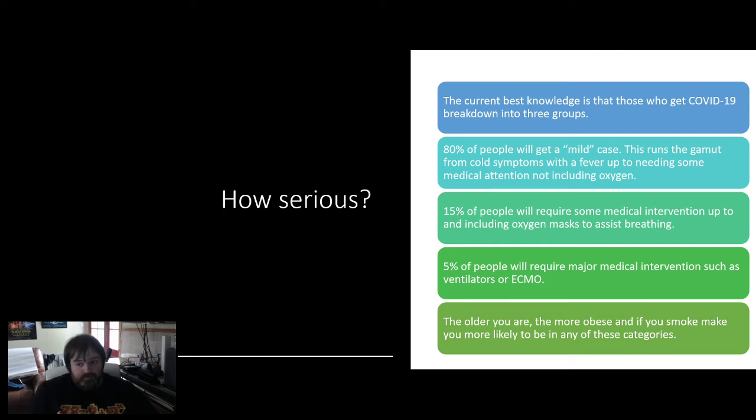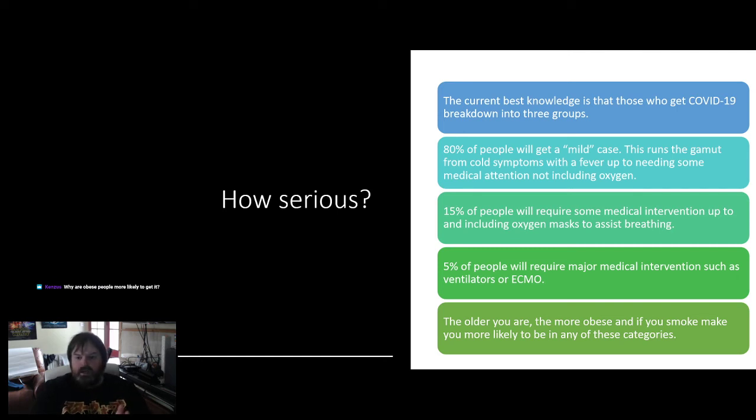It can also mean you need some medical attention, not including oxygen. That could be antipyretics, that could be a number of other things. There's been a bit of misinformation flying around about you're not meant to take ibuprofen. At the moment, that's not definite yet. But paracetamol is often more recommended because it's an antipyretic, it reduces temperature.